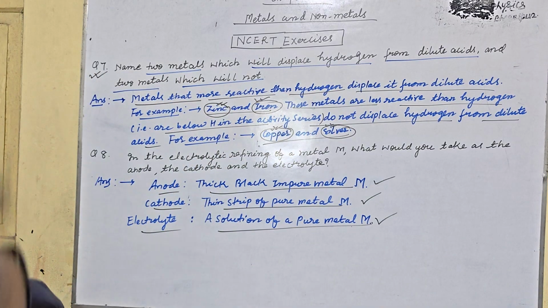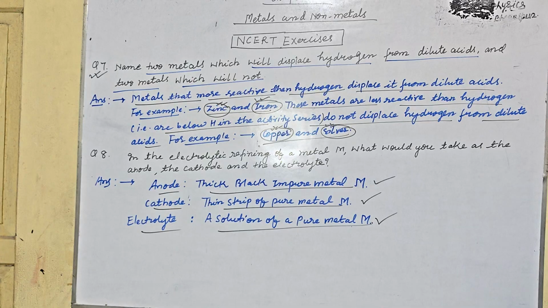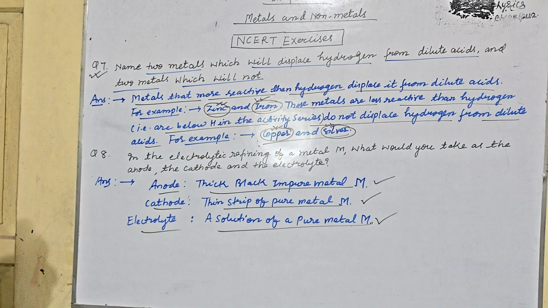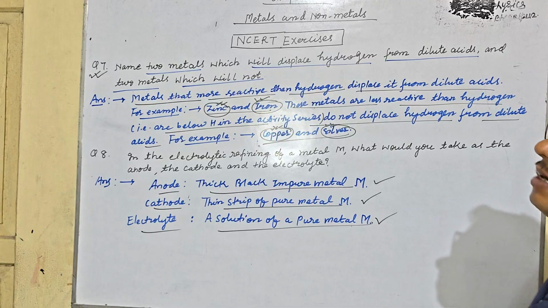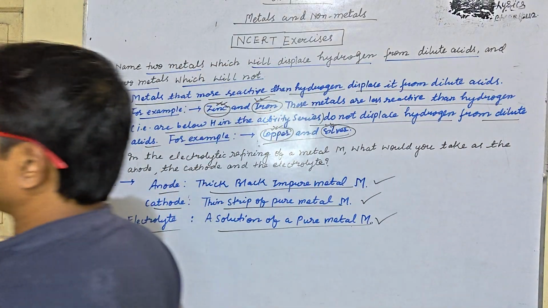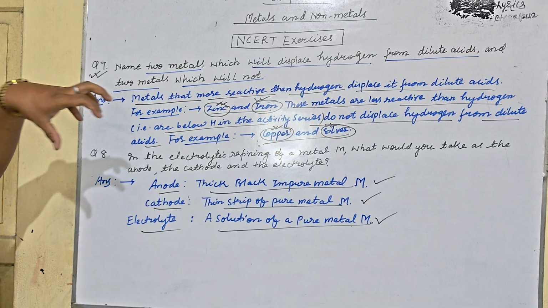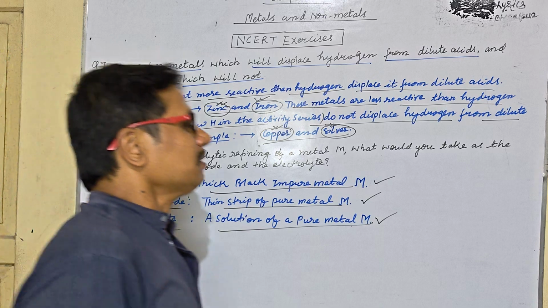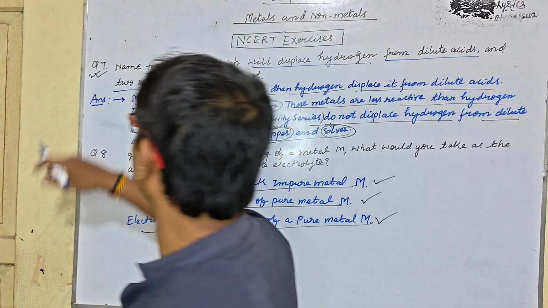So, my dear student, we are discussing chapter number 3 and we are going to complete it. There are approximately 16 questions in the NCERT exercise. We are moving to question number 7. If you want to go through questions 1 to 6, just search my channel and see the video uploaded on 6 November 2025. So my dear student, this is all about question number 7.